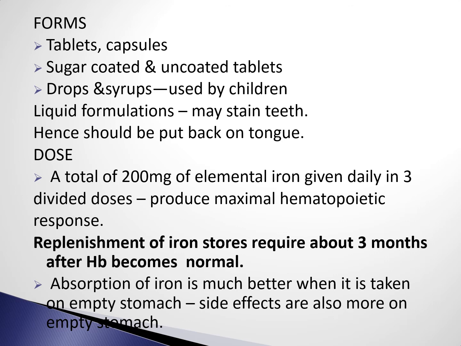Now the dose of iron: a total of 200 milligram of elemental iron is given daily in 3 divided doses, and they produce maximal hematopoietic response. Whenever you need to give prophylactic therapy, you just have to reduce the dose; 30 milligram of prophylactic dose is given. Now the replenishment of iron stores requires about 3 months.